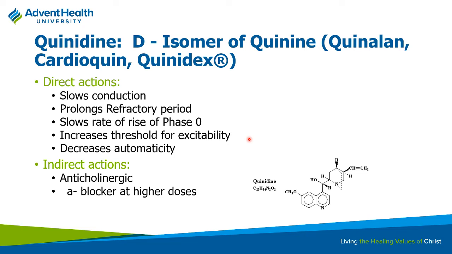Anywho, so PDQ are going to be the 3 drugs that fit into the 1A category here. So we're going to have quinidine, disopyramide, and procainamide, which we're going to see here in just a few moments.